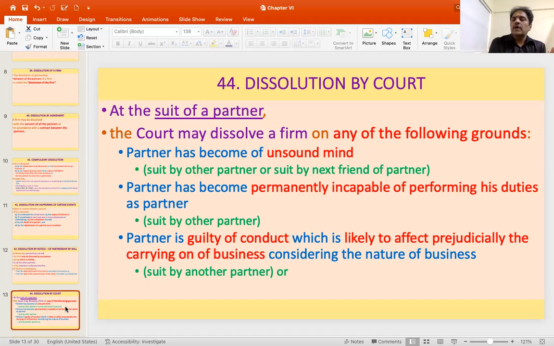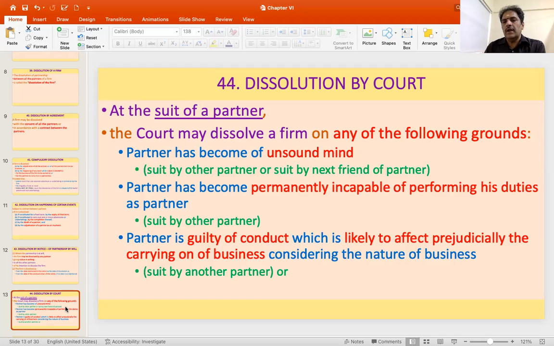So the suit can be filed by any other partner. Then, if the partner is guilty of conduct which is likely to affect prejudicially the carrying on of business, considering the nature of the business. So here, the suit can be filed by any other partner. What are the requirements here? The partner in the partnership firm should be guilty of conduct which is likely to prejudicially affect the carrying on of business, considering the nature of business.